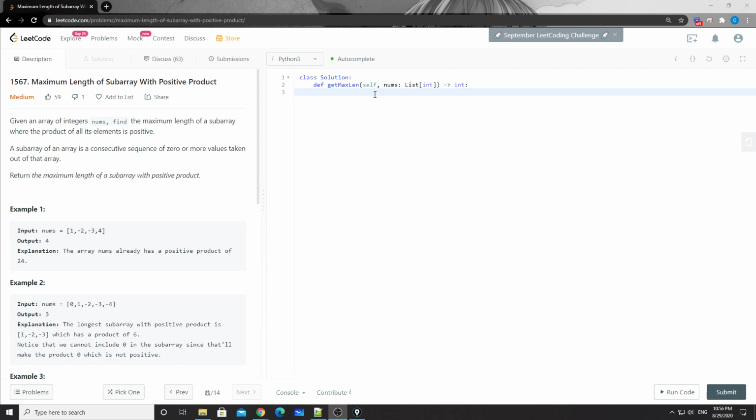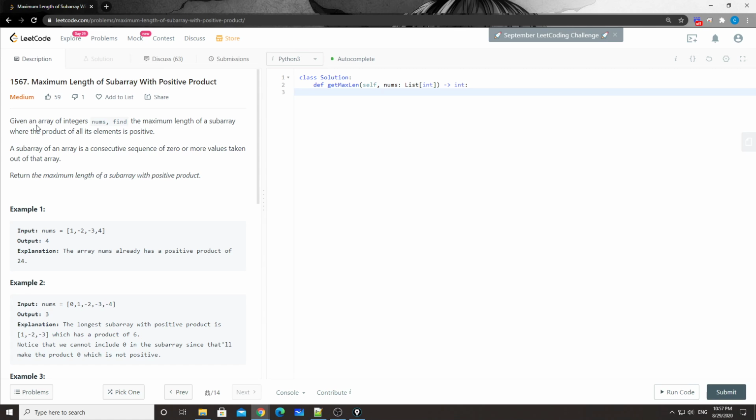So tonight, let's take a look at this week's weekly contest. Problem number 1566. It's hard to believe it's already more than 1500 problems on LeetCode. So this one is called maximum length of subarray with positive product.